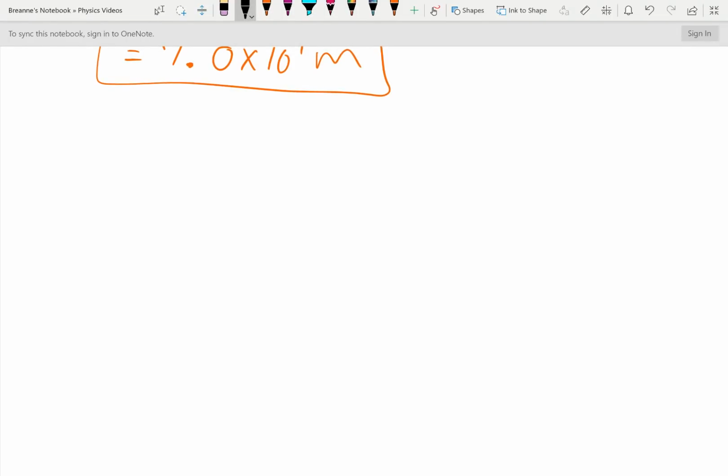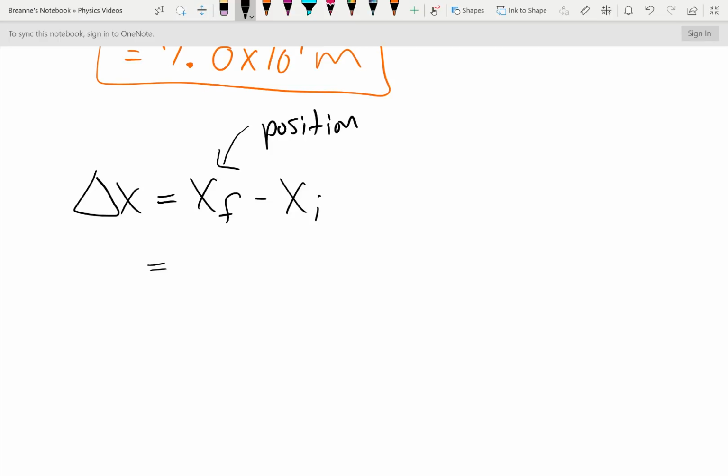Next one asks, what is your displacement from question 1? Displacement, if you look at your equations, is final minus initial. When you're doing this equation, this is talking about position: final position minus initial position. So knowing position, you kind of have to draw it out.